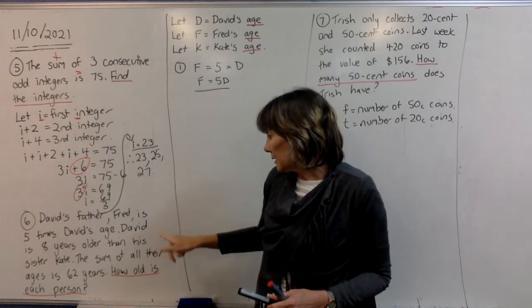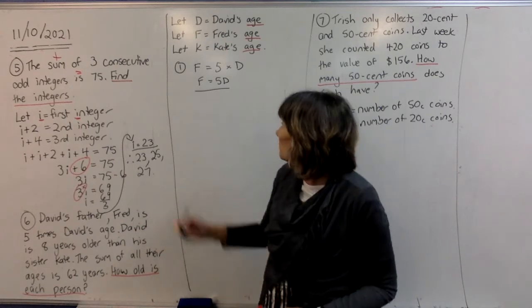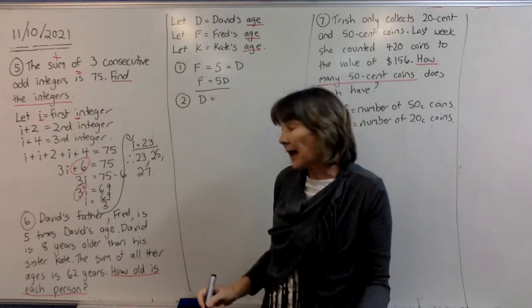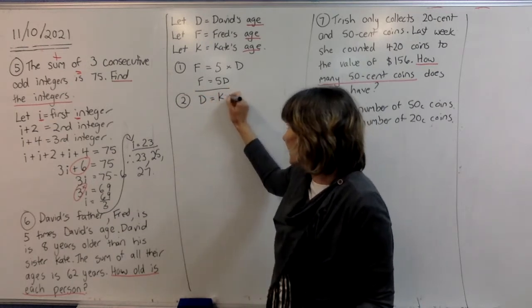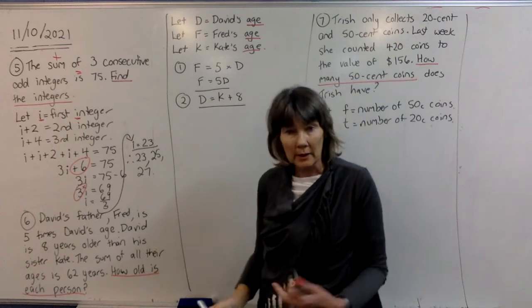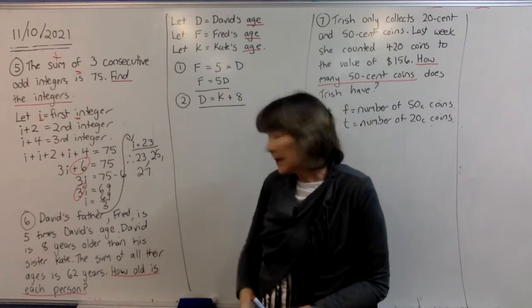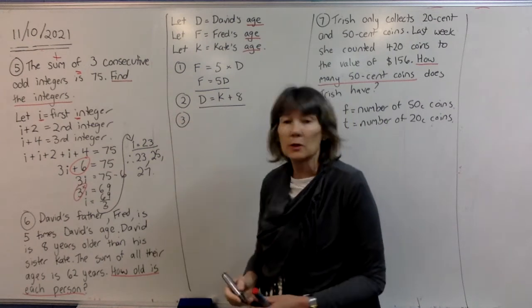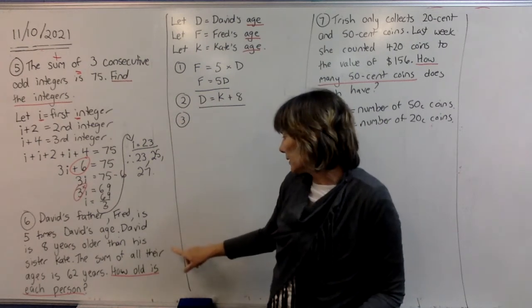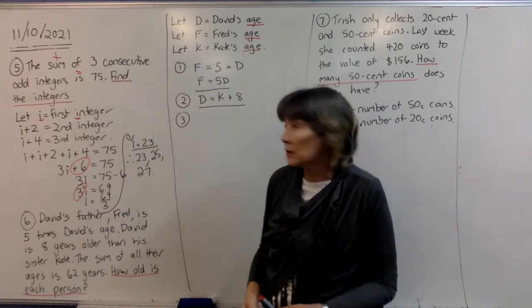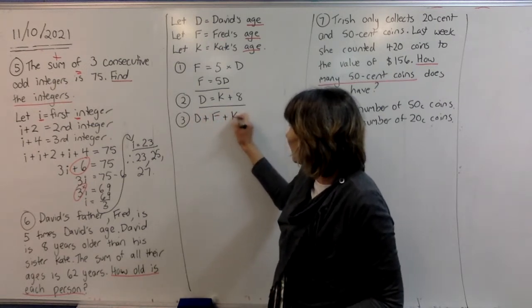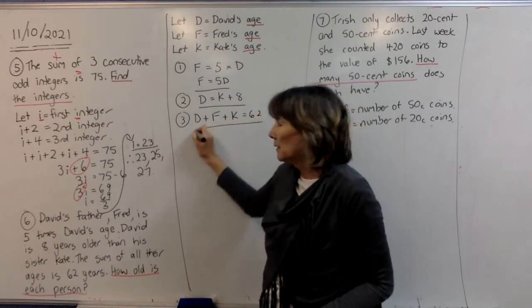David is 8 years older than Kate. So the second thing we know is that David is going to be Kate's age plus 8 years. So that's the second thing we know. Then they tell you a third thing. Third thing we know is, it's all in 3 sentences. The sum of all their ages is 62. So David plus Fred plus Kate equals 62.